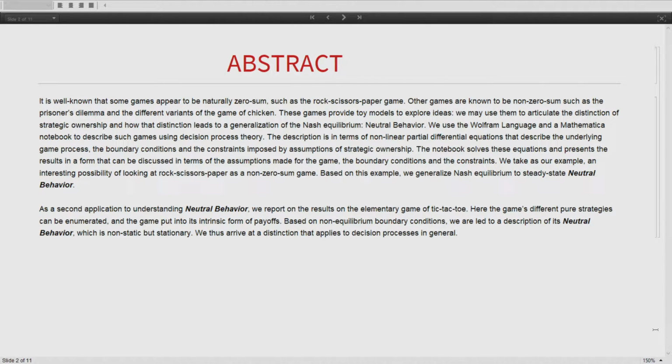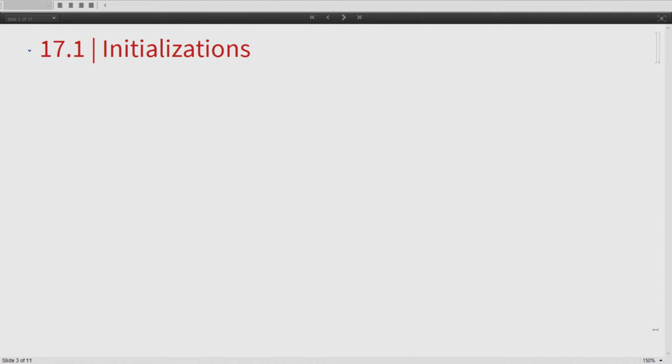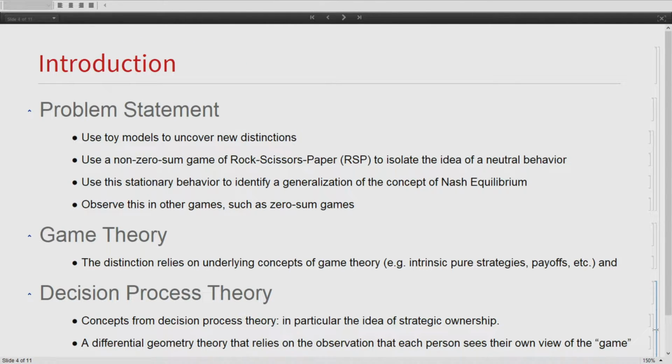So how do we do that? That would be an entire course. I'm going to use the ideas that come out of game theory and out of decision process theory to talk about how we might deal with those in a simple way. So my background is in physics, and the way I go about understanding things is I pick toy models. And I'm going to pick a very simple toy model of a game called rock, scissors, papers.